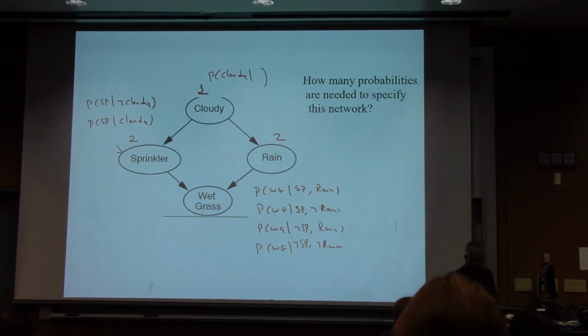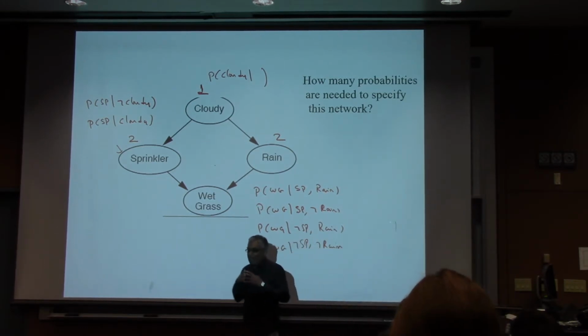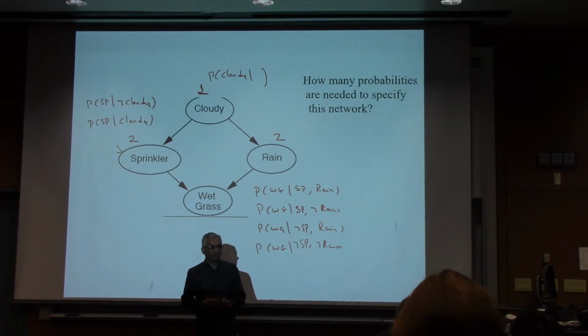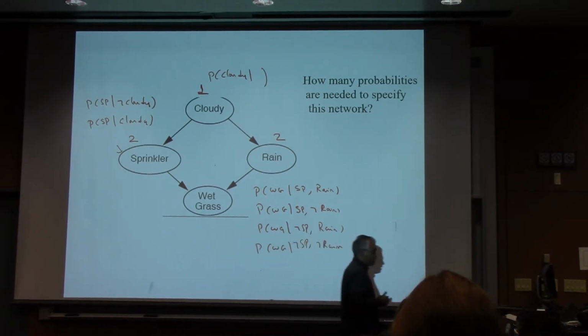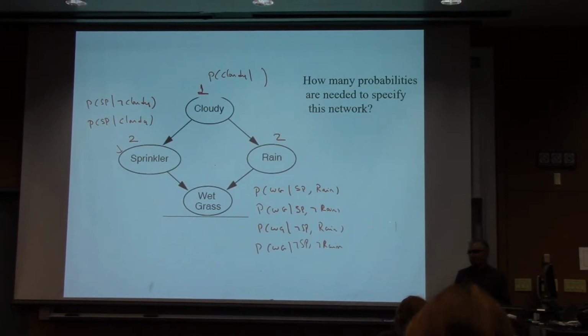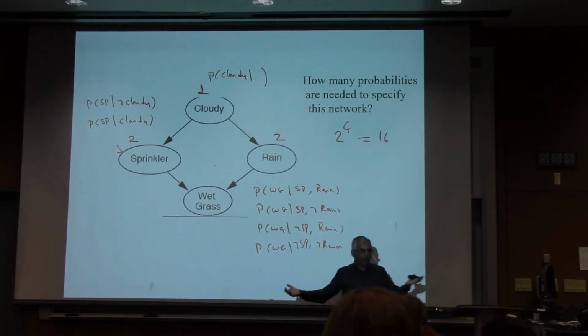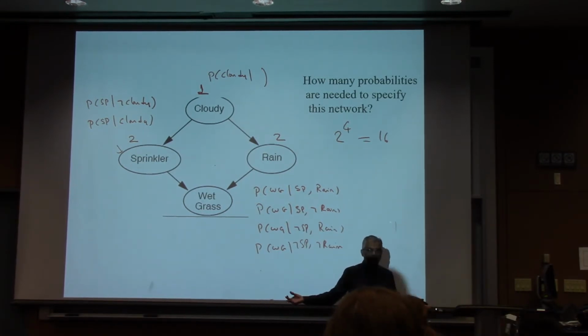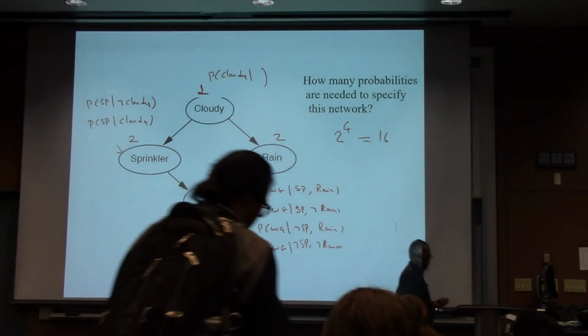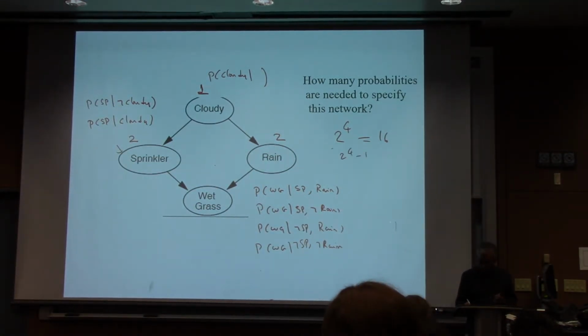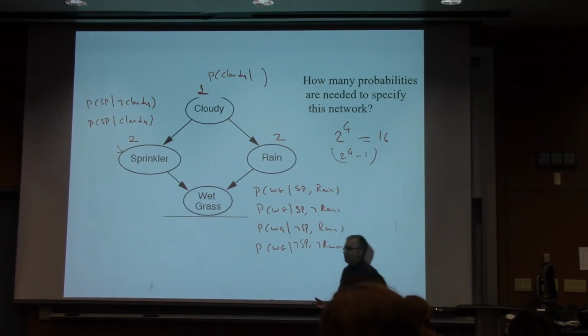Okay, so how many would you have actually needed to specify this network? I mean, how many entries are there in the joint probability distribution? 16, because it's 2 power 4. So how many of them do you have to specify? How many degrees of freedom do you have? 15, because 2 power 4 minus 1 are the numbers you can specify, so that they can all add up to 1.